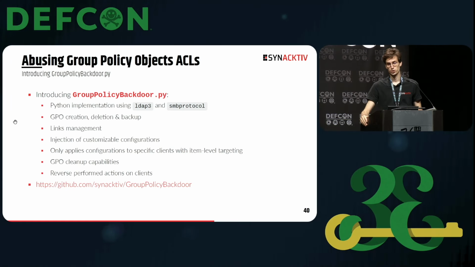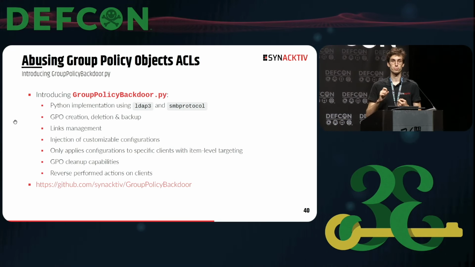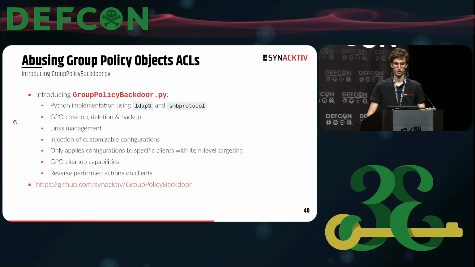You can do quite a bunch of things with group policy backdoor. You can create your GPOs, delete them, back them up. You can manage your links. You can inject some customizable configurations. Importantly, you can also leverage the item-level targeting feature of GPOs in order to only inject your configuration to specific objects. So if you want to target a specific computer, you can with group policy backdoor. You can also clean up after yourself and revert the actions you performed on clients. So it will be available on GitHub after DEF CON.